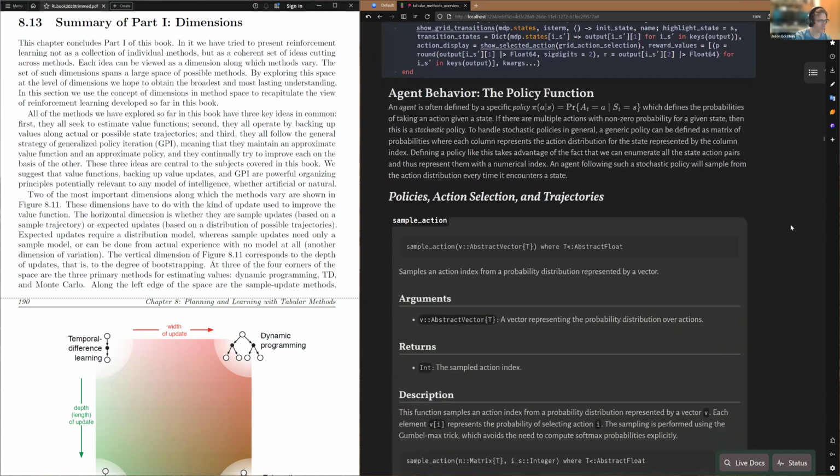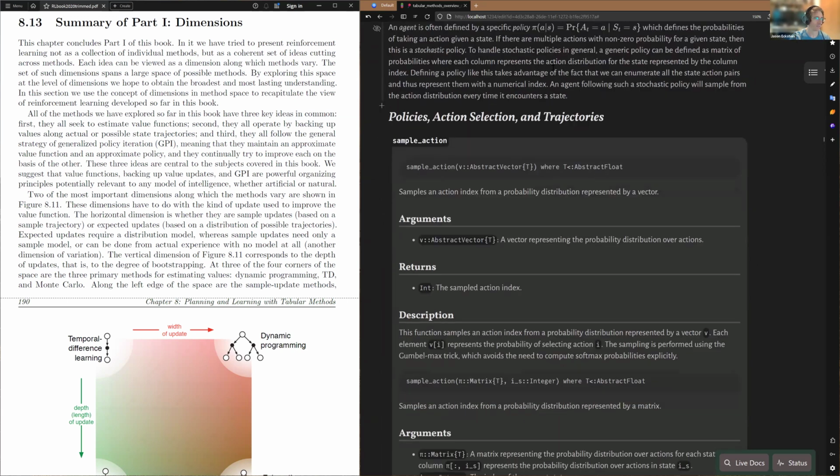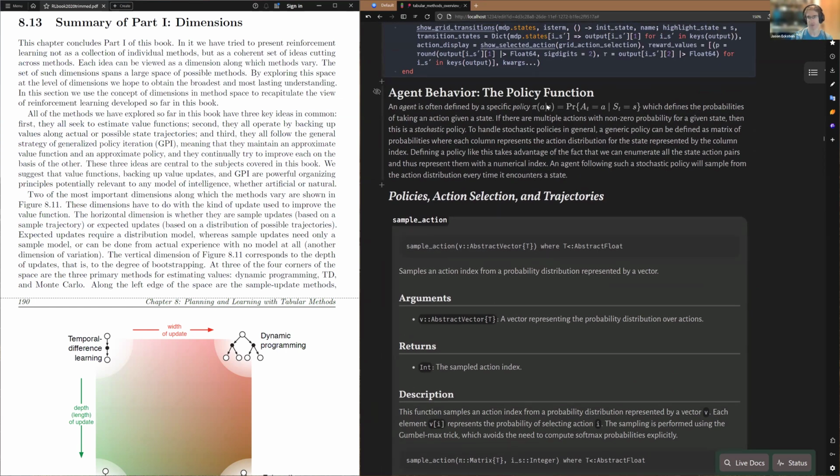Okay. So then what we haven't talked about yet is actually policy. The policy defines how an agent would behave in an environment. And by the behavior, we really mean the action selection. So this policy function just defines the probability of taking any particular action from a given state. Policies can also be either deterministic or stochastic.